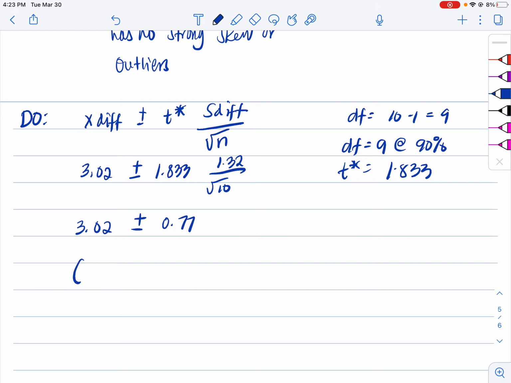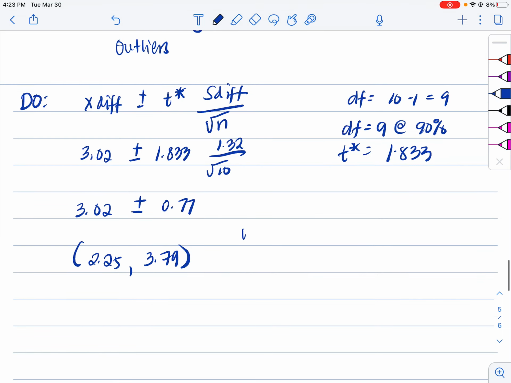So 3.02 minus 0.77 is 2.25, comma, 3.02 plus 0.77 is 3.79. Please don't just believe me that it's 0.77. Make sure you also check it in your calculator.